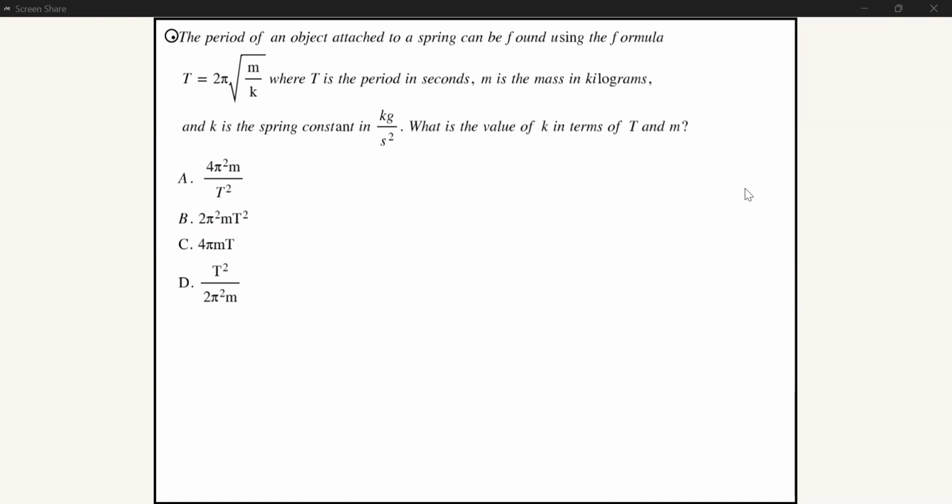So today we're going to keep going with equivalent expressions questions, this time focusing on questions that have you rearrange equations to solve for certain constants or variables. So we'll start with this.